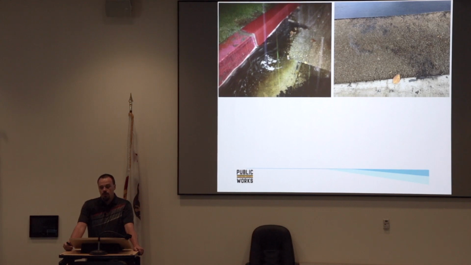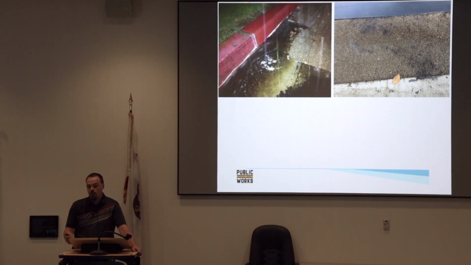Here is the pervious concrete. So Troy had brought up the idea of the pretreatment with pervious concrete. This is kind of what it looks like after a rain event. So we got the disgusting water on the left that's coming off the parking lot. And then the resulting after the storm event, once all the water's kind of infiltrated, you get this gooey substance, all the oils, things like that kind of stuck in the pervious concrete.